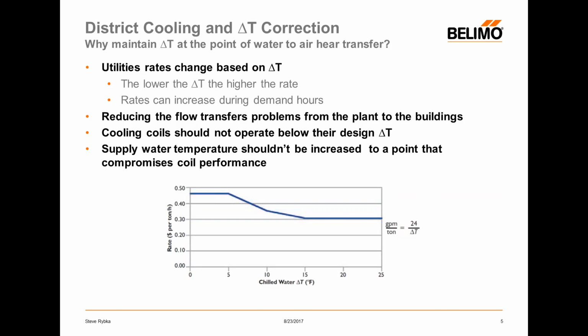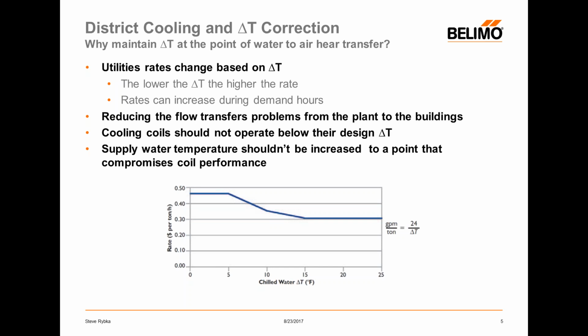In district cooling, it is important to maintain your design delta T, partly because utility rates can increase based on your temperature differential. So if your building has a contract delta T of 14, and you start to return the water at or below 14 degrees differential, you can actually incur penalties, or what people call fuel inefficiency surcharges in some cases. And the lower the delta T, the higher that penalty can be.